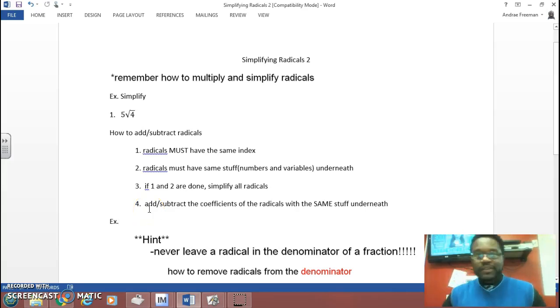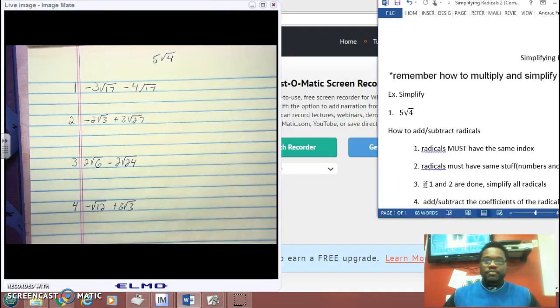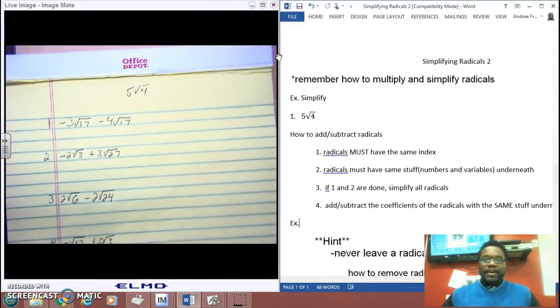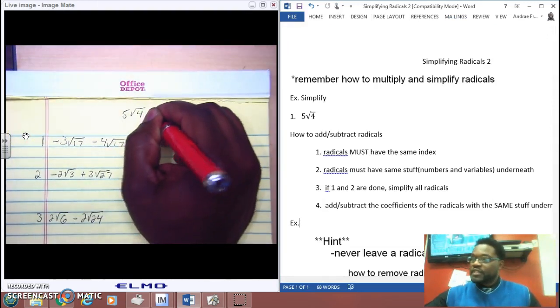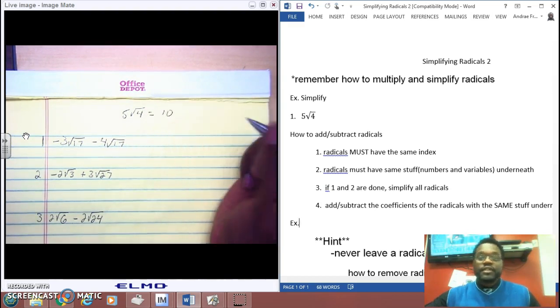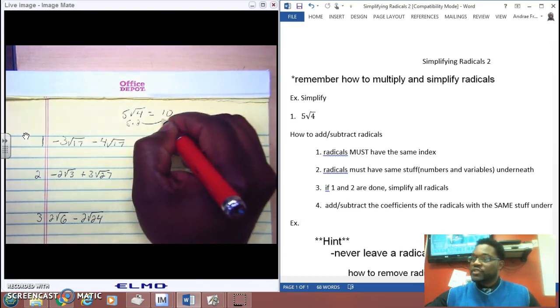What we are talking about today is a little bit more simplifying radicals, going a little bit more in depth. So let's start off by doing a review of simplifying radicals. All right. So we start off with 5 square root of 4. That's the same thing as 10. How do I know that? Because the square root of 4 is 2, and that equals 10.